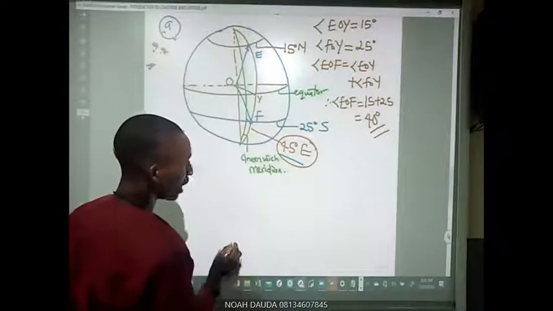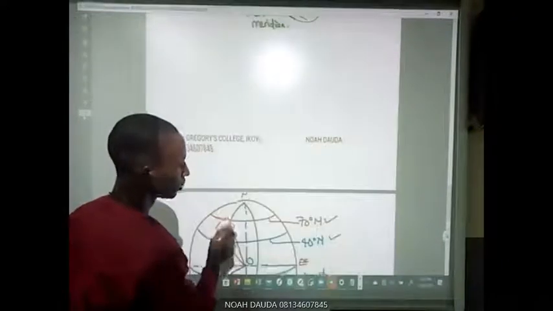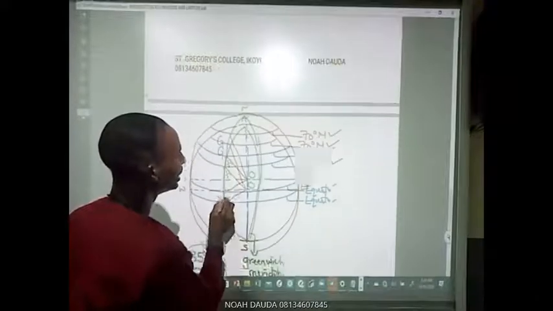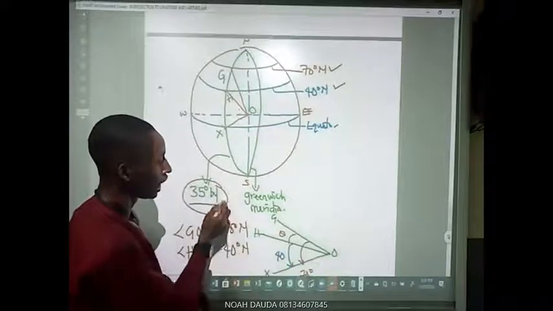And by so doing, we have come to the end of this section. So that is all about determining the angular difference between two points on the Earth's surface.